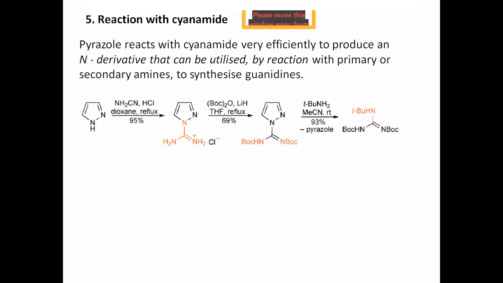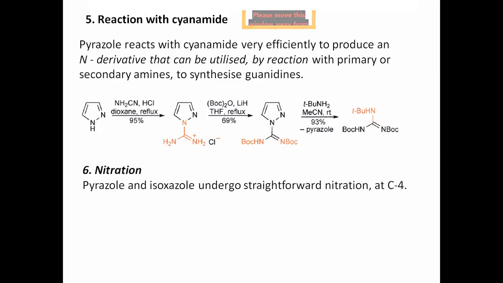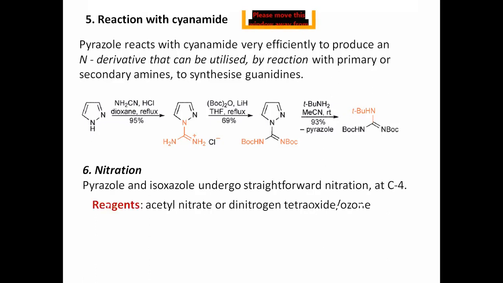Fine. Yes. Next, what about the nitration? So nitration is a very well-known reaction. Pyrazole and isoxazole can undergo it directly. They undergo straightforward nitration, and the position is the fourth position. The position is the fourth carbon. Okay, right. Then what are the reagents for the nitration? Remember, nitric acid is not working here. Okay. See, acetyl nitrate. Acetyl nitrate gives nitrate and NO2 plus ions, the nitrating species.